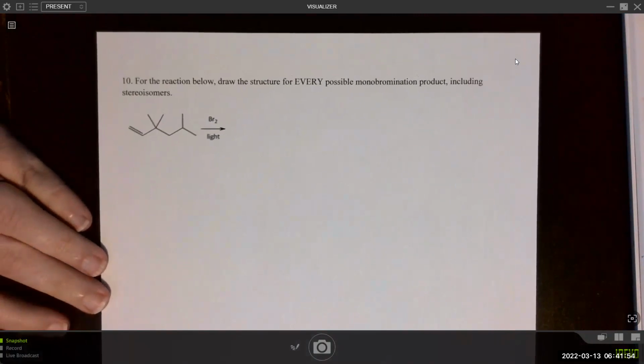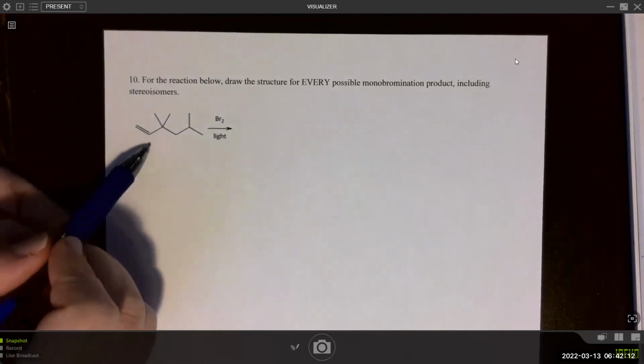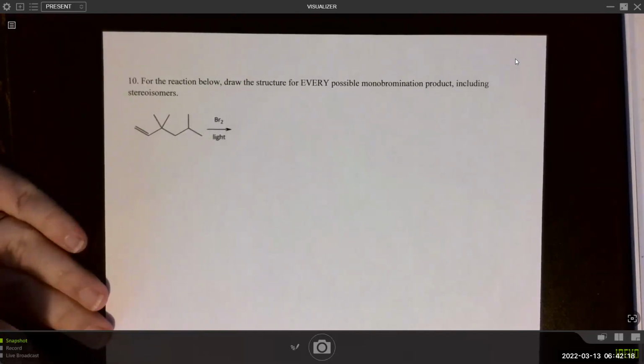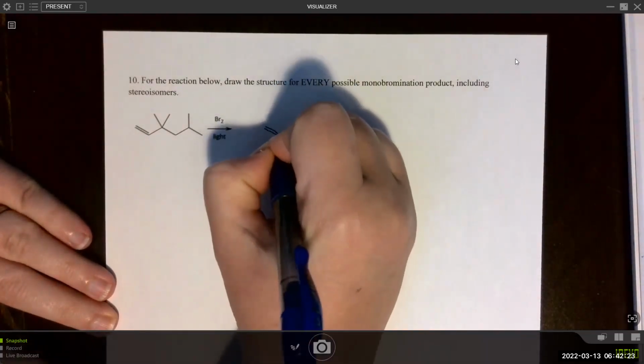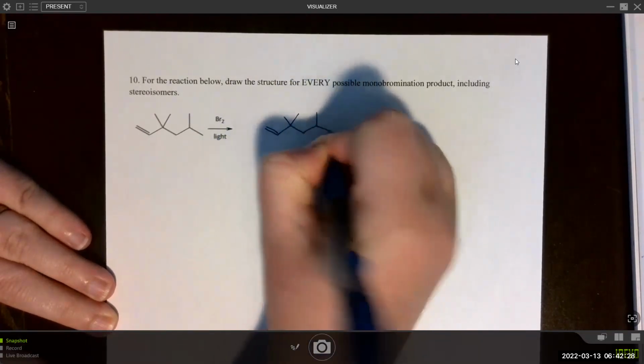And lastly, we have kind of a tricky one to get your brain juices flowing. So it says, for the reaction below, draw the structure for every possible monobromination product, including stereoisomers. So if we're technically drawing every single one, then I guess we should also include the vinylic positions, even though those are very, very unlikely structures. Technically it says every single one in bolded letters, so we can go ahead and include those as well.